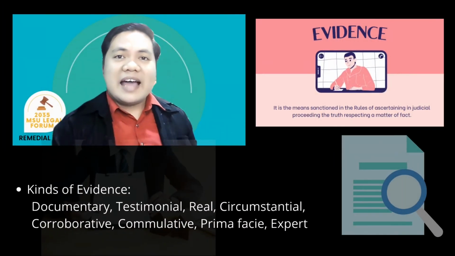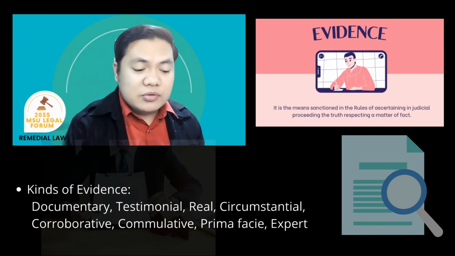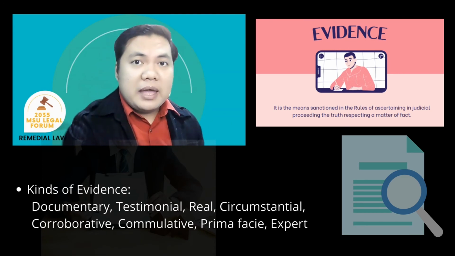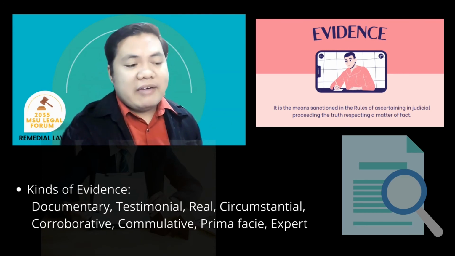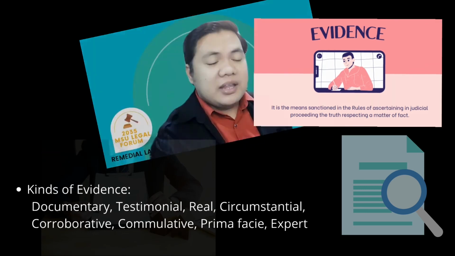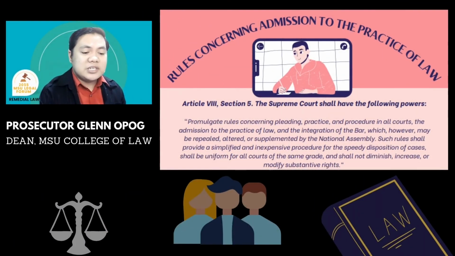And we are now down to the last two, number 6, evidence. It is the means sanctioned in the rules of ascertaining in judicial proceeding the truth respecting a matter of fact. This includes documentary evidence, testimonial evidence, real evidence, circumstantial evidence, corroborative evidence, cumulative evidence, prima facie evidence, expert evidence. And then lastly, the rules concerning admission to the practice of law.